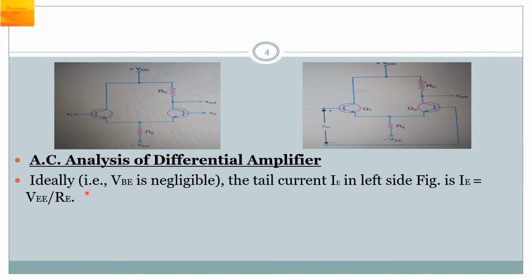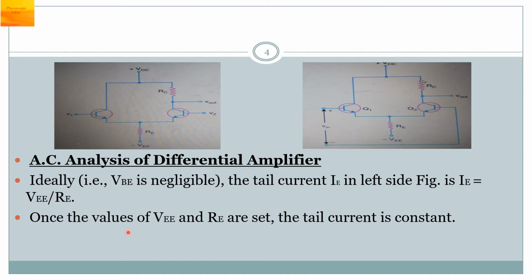Ideally, the tail current IE on the left side is given as VEE upon RE. The equation is actually VEE minus VBE upon RE, but VBE is negligible. So hence the tail current is given as VEE upon RE. Once the values of VEE and RE are set, the tail current is constant.